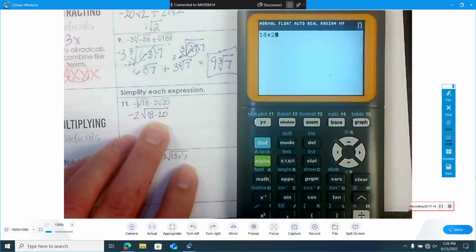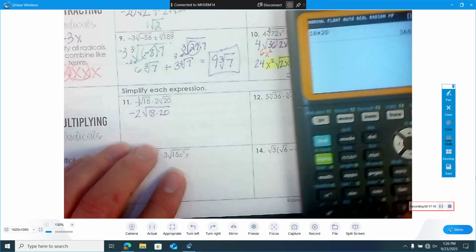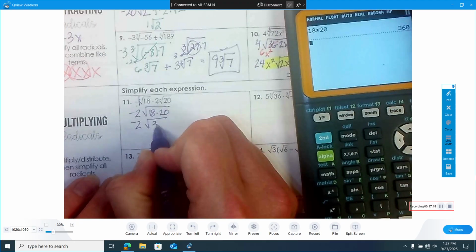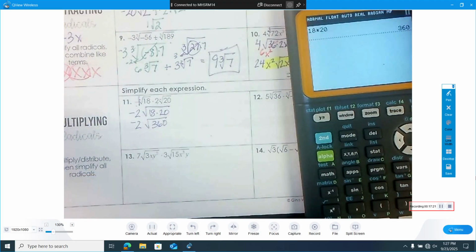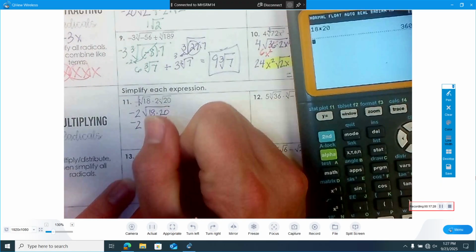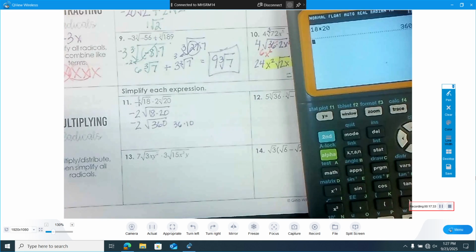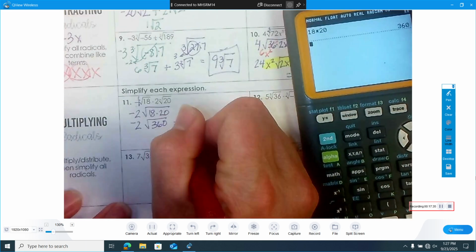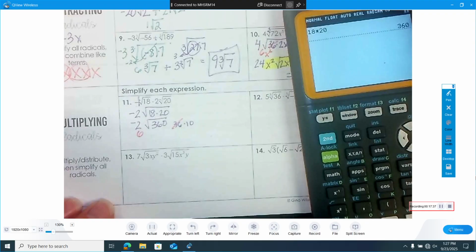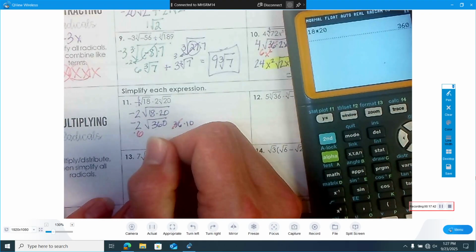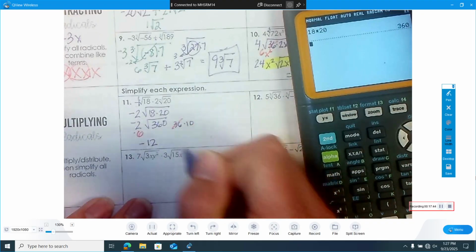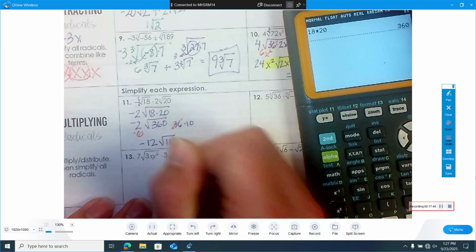So 18 times 20 is 360. Radical 360. But then we need to simplify. So 360. That would be 36 times 10. And so what gets to escape? A 6 gets to escape there. And they multiply. So what do we end up with? Negative 12 square root of 10.